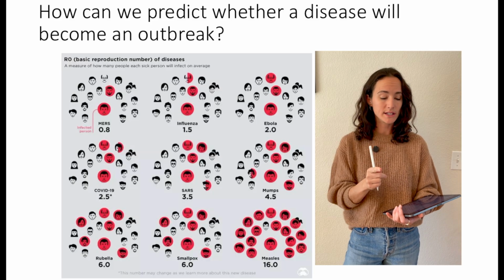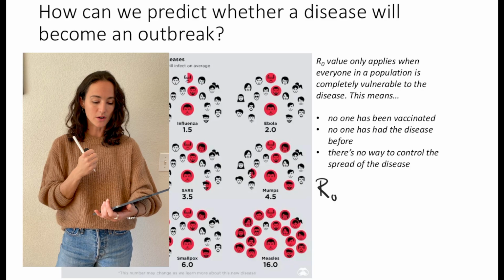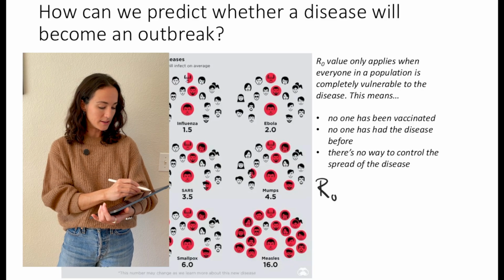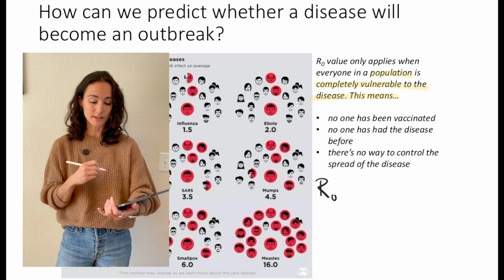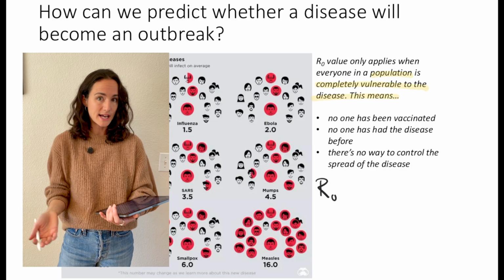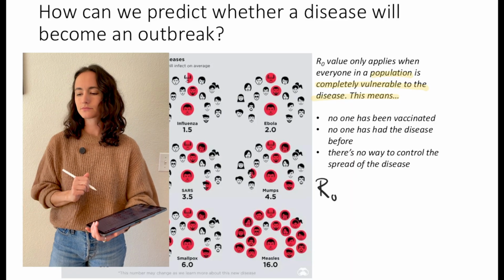And something really important is that when calculating this mathematical value, we are doing so under the assumption that it only applies when everybody in the population is completely vulnerable to the disease. That means no one has been vaccinated, no one has had the disease before, maybe it's completely new, and there's no way to control the spread.